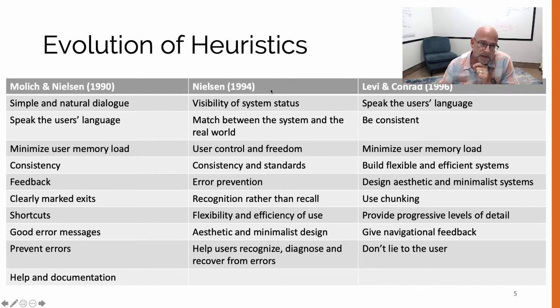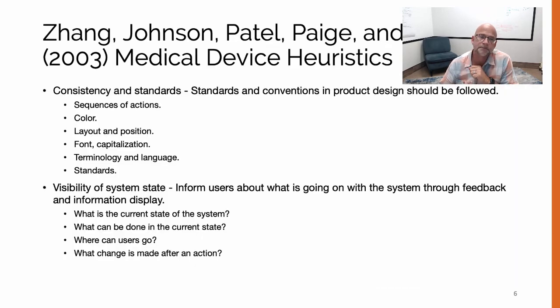Nielsen published a second group in 1994. Levi and Conrad published another group in 1996 that was more focused on web evaluation and so on. Here's a group that I use quite a bit, and I thought maybe I would end up describing this in a little bit more detail. I use this because it's a little bit more focused on medical products, which I spend my time doing, but you'll notice that it applies to just about everything.